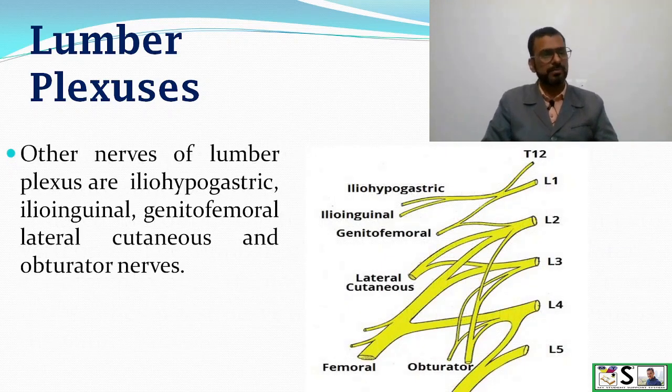Other nerves of lumbar plexus are iliohypogastric nerve, ilioinguinal, genitofemoral, lateral cutaneous and obturator nerve.